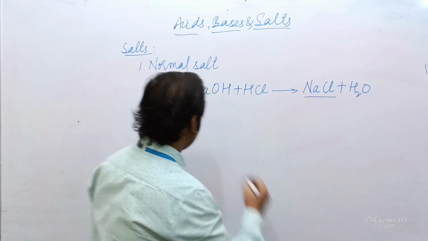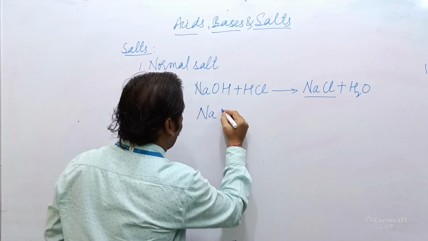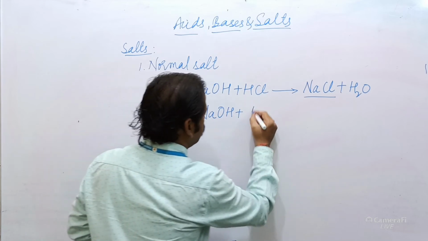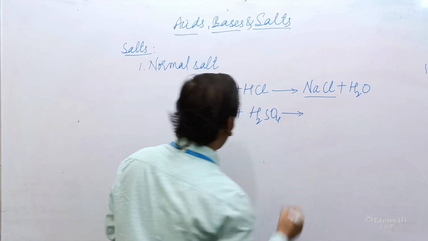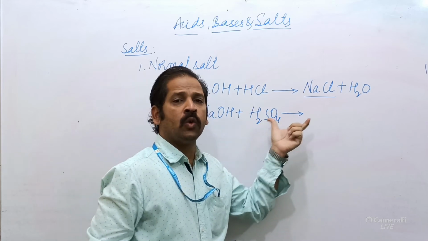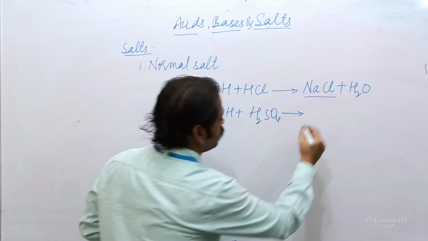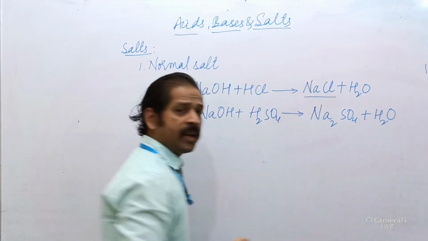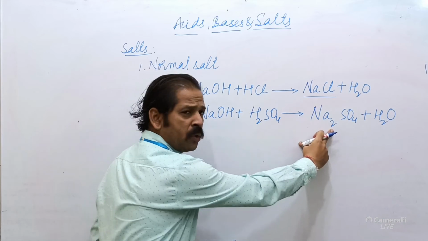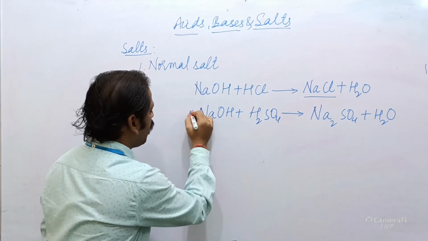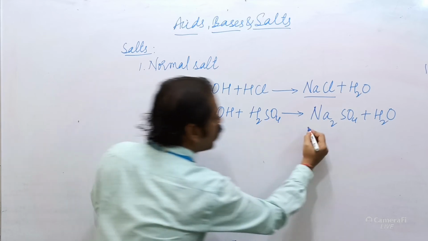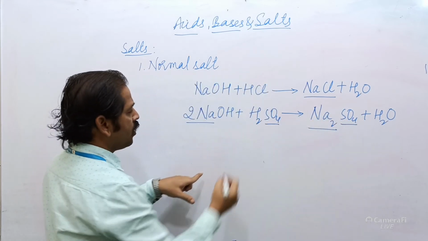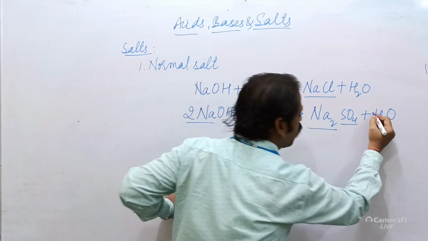If you go for one more example, sodium hydroxide reacts with sulfuric acid to form sodium sulfate and water. Here you have to balance the reaction because sodium is 2 here and here the sodium is 1. You have to balance it. Yes, 2 NaOH. Now sodium is 2, sodium is 2. Sulfate is 1, sulfate is 1. Now H2O, it is 2H2O.